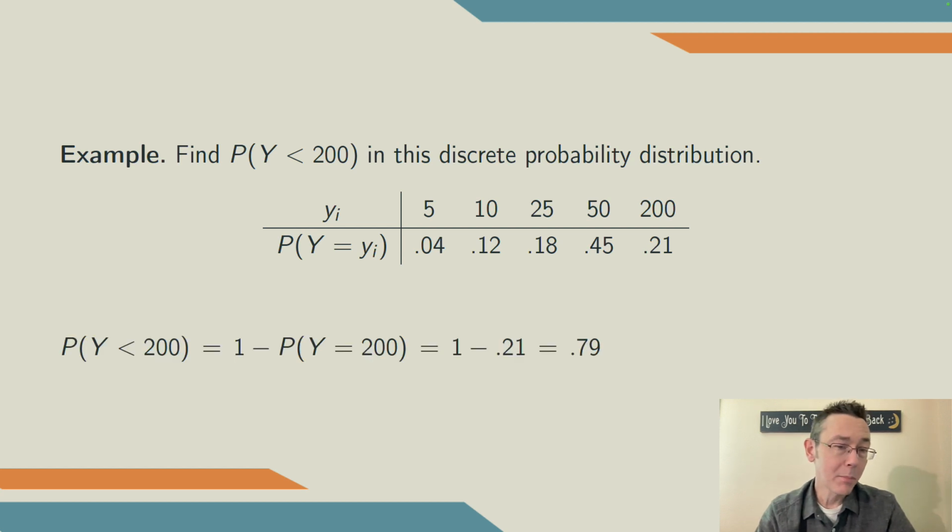So we can compute the probability that Y is less than 200 by doing 1 minus the probability that Y is equal to 200. 1 minus 0.21, 0.79. The probability that Y is less than 200 is 79%.